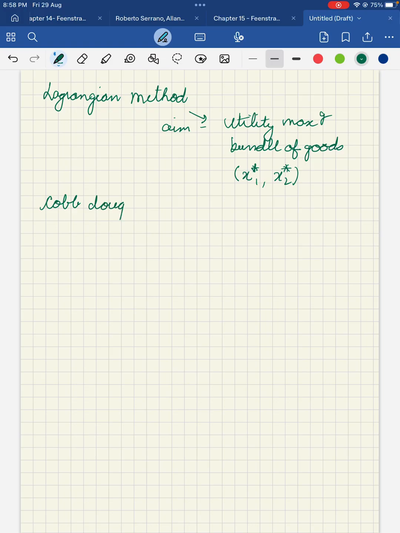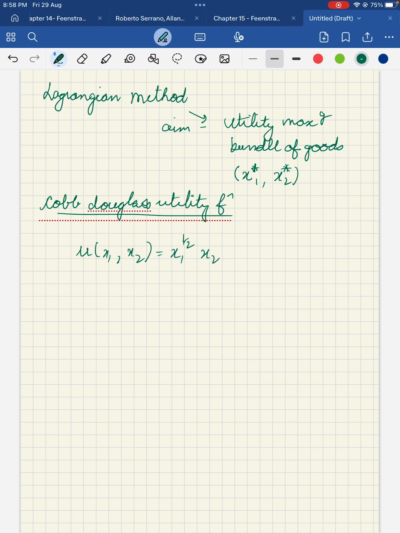utility maximization. I am starting by taking a Cobb Douglas utility function of the form u(x1, x2) equal to x1 raised to the power 1/2, x2 raised to the power 1/2. I am starting with a specific example so that you can extend this to any Cobb Douglas utility function that you might have studied before.